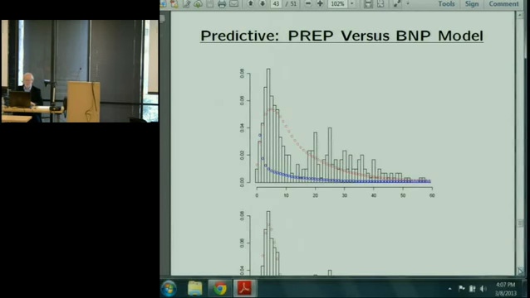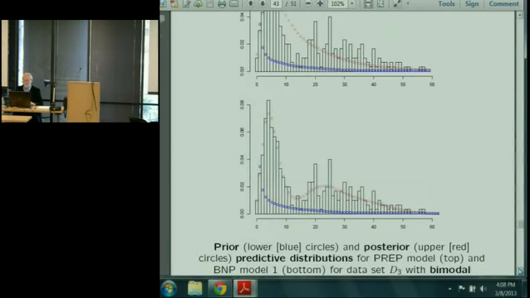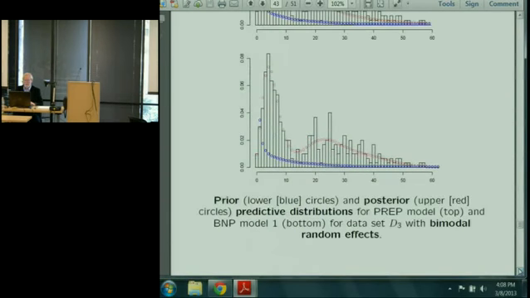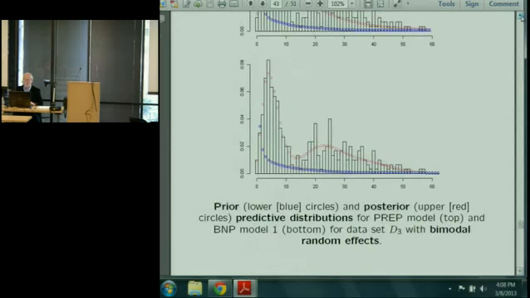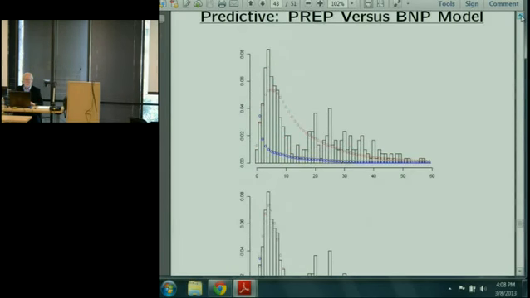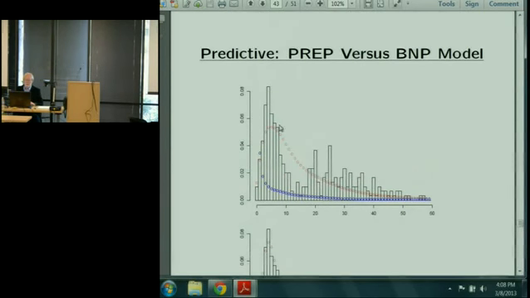And so here are the predictive distributions using the parametric model and the Bayesian non-parametric model. The blue circles represent the prior, and the red circles represent the posterior. And so if we fit the parametric model to a data set that's bimodal, of course, the parametric model can't find that because it doesn't know anything about bimodality. And so it's going to do its best to compromise between the two modes, and it'll get that smooth curve like that.